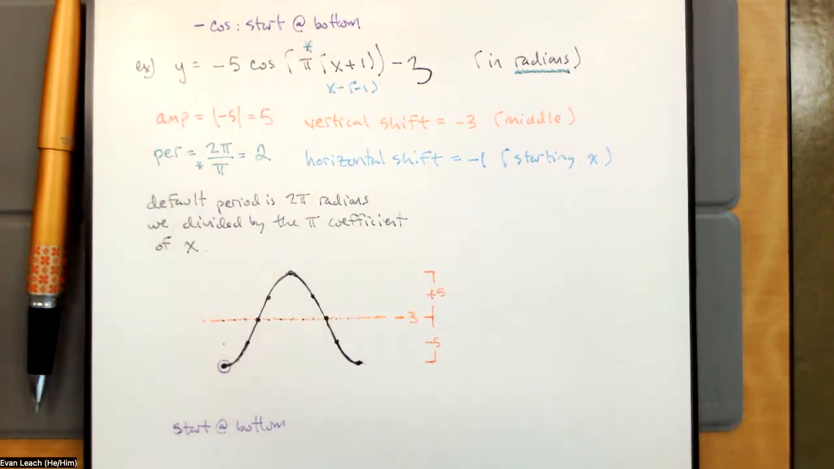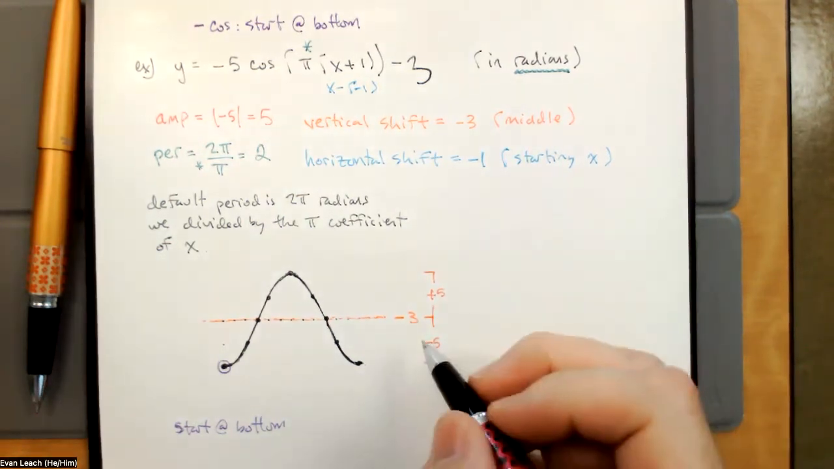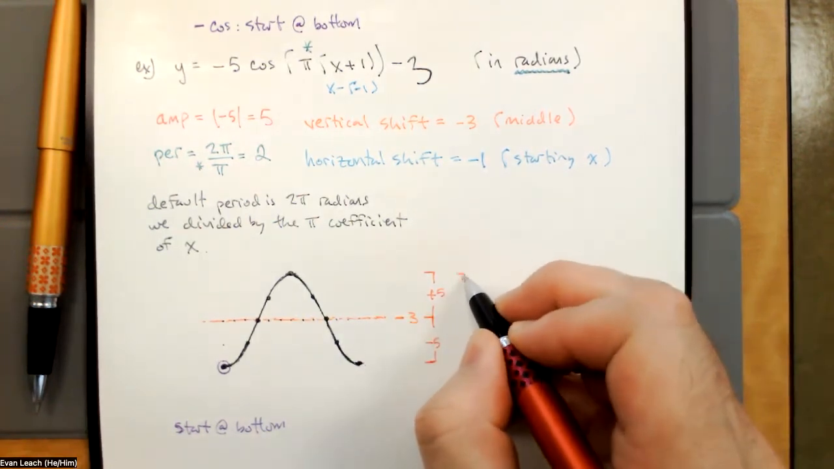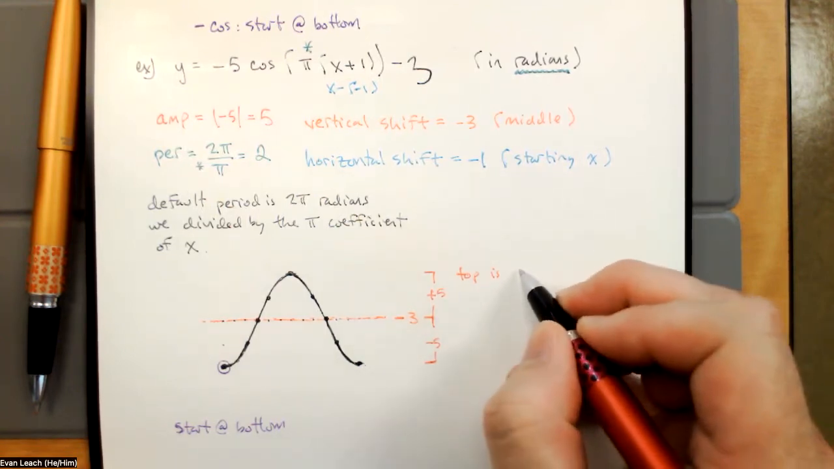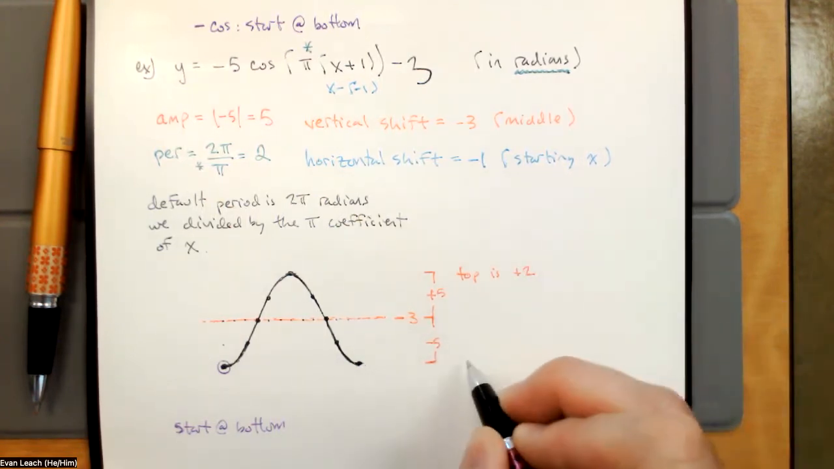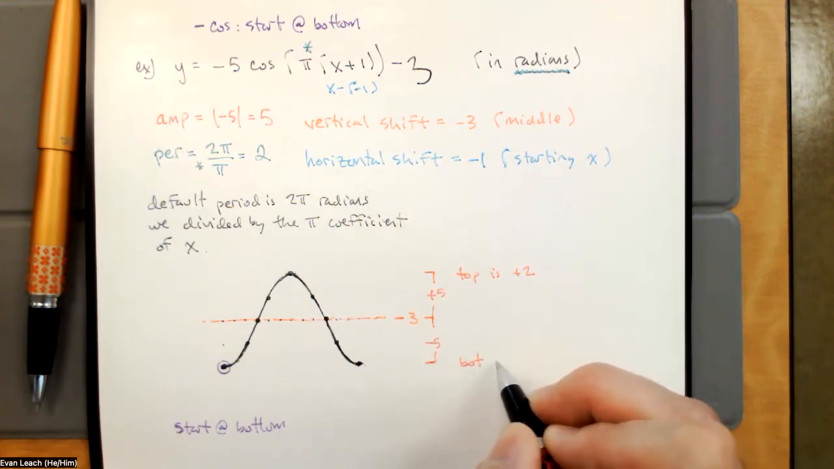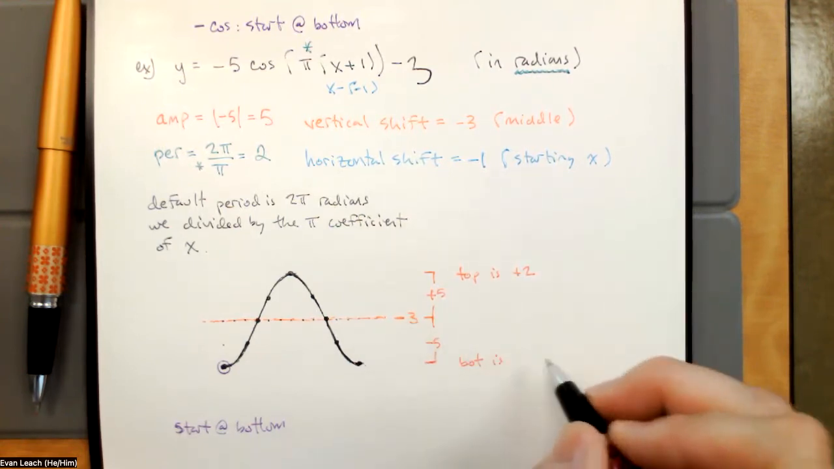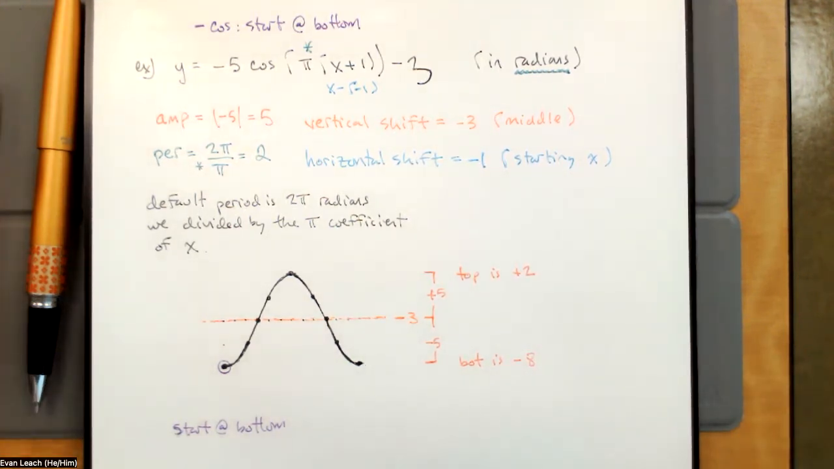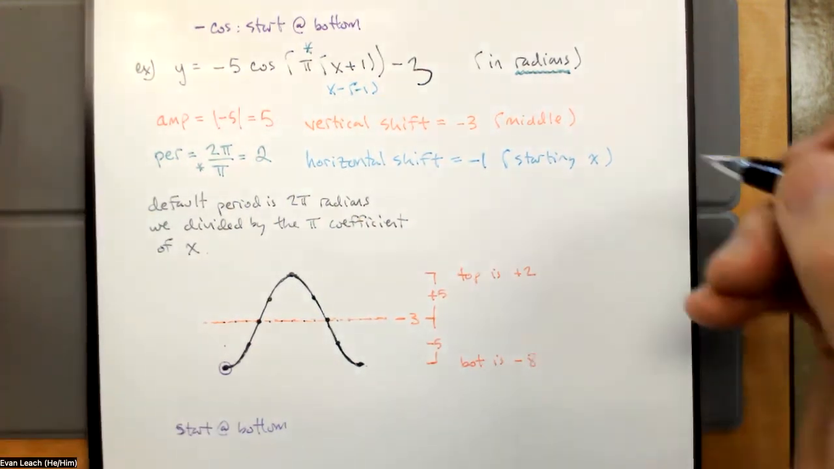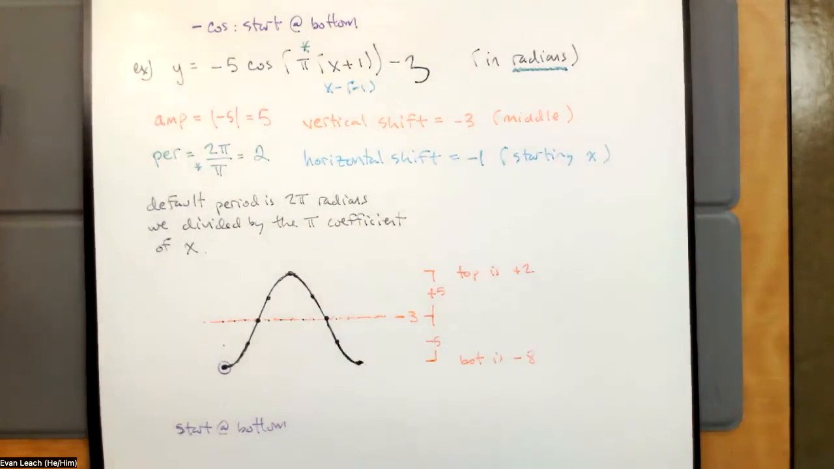Then I go from the middle up the amplitude and then down the amplitude. So I add 5 and subtract 5. So we can see the top is going to be -3 plus 5. -3 plus 5 is 2. And the bottom is -3 minus 5, -8. First, I like to do the vertical shift. Then I like to include the amplitude.